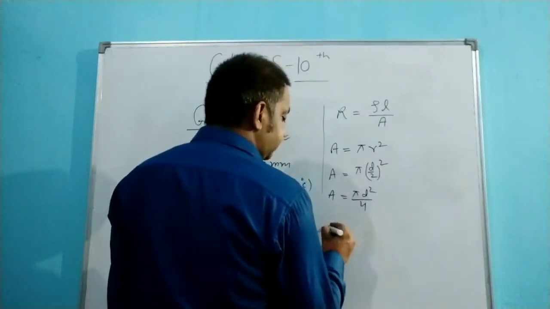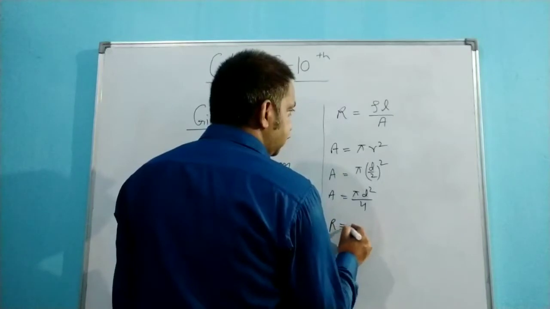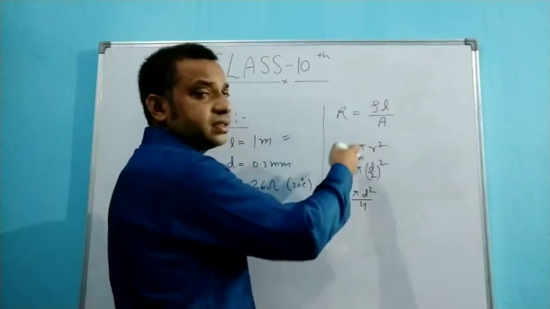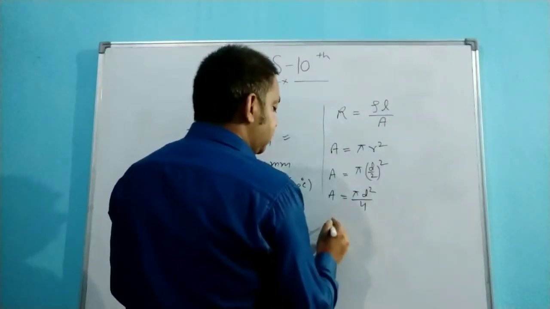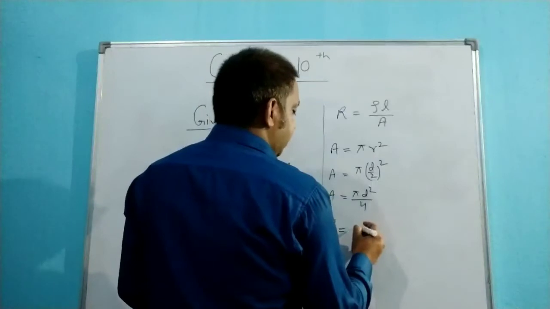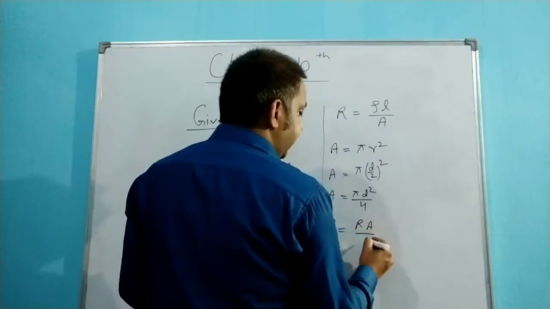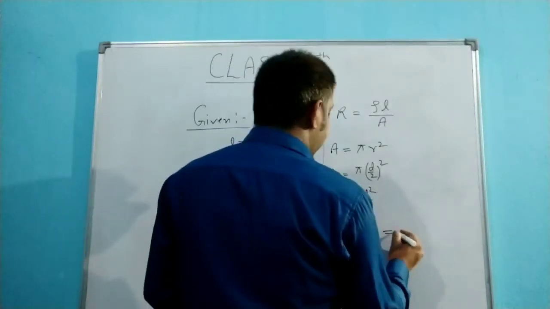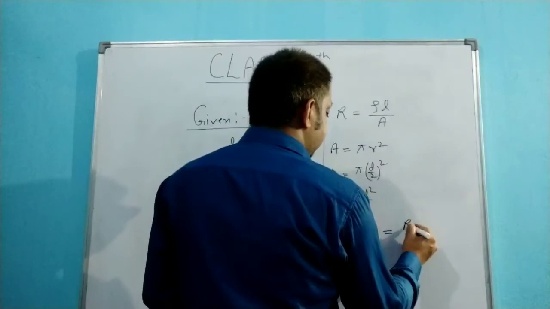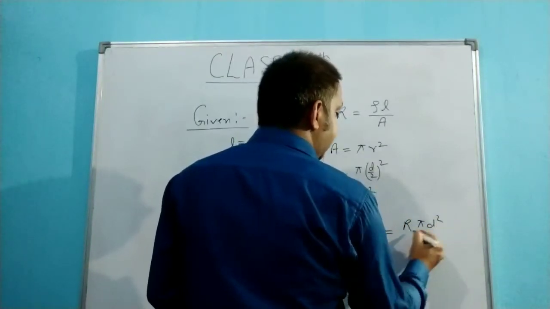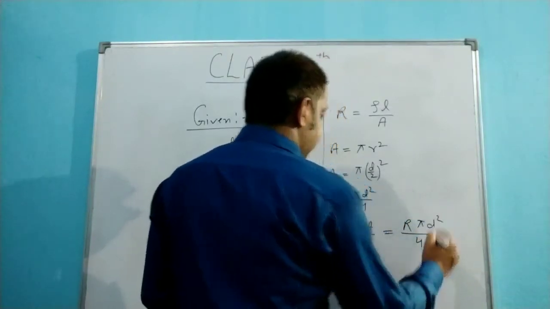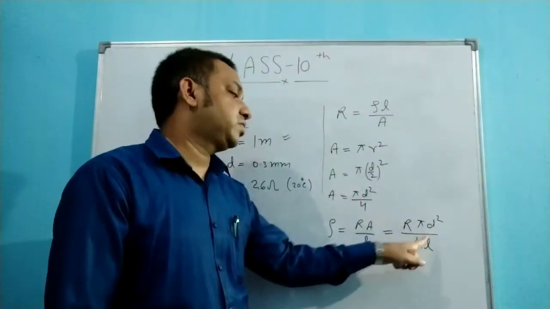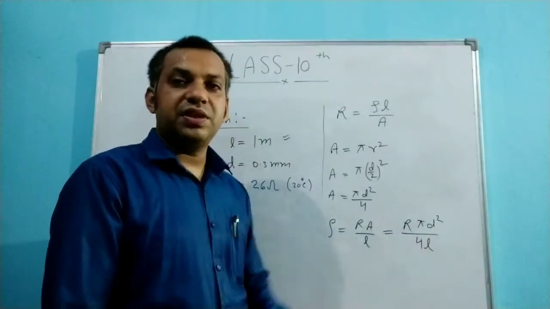Basically our aim is to find rho. Just cross multiply and find the value of rho. So rho is equal to RA by L, and when you put the value of A here, you will get R pi d square divided by 4L. So what is our formula? Rho is equal to R into pi d square upon 4L.